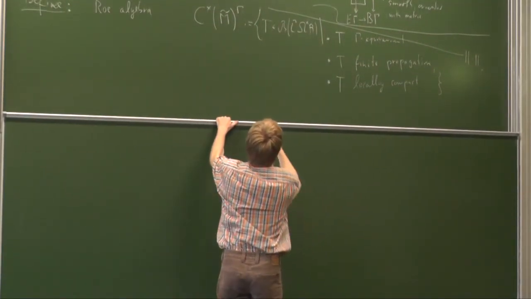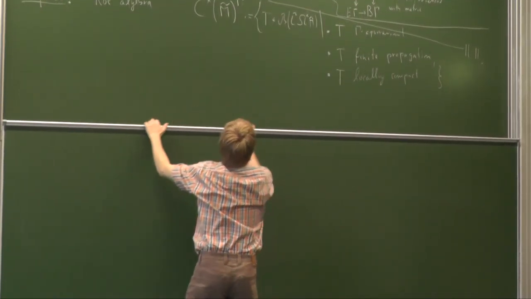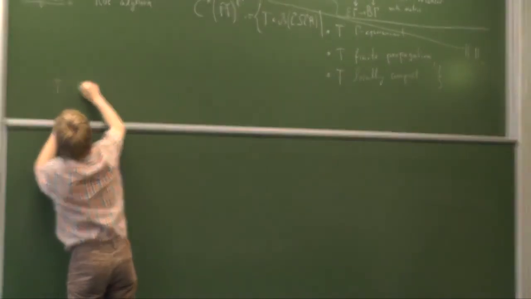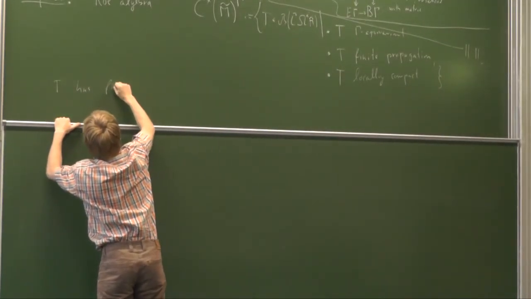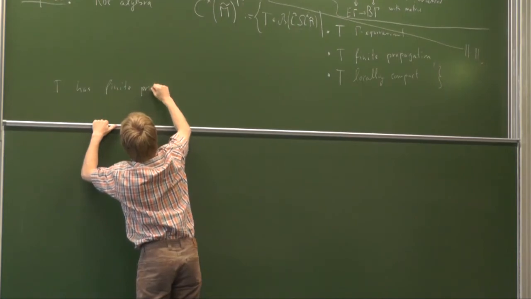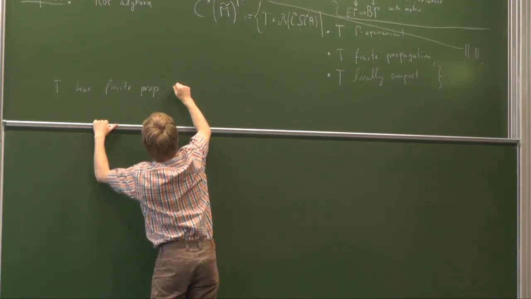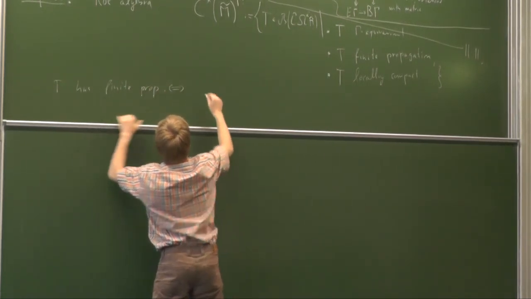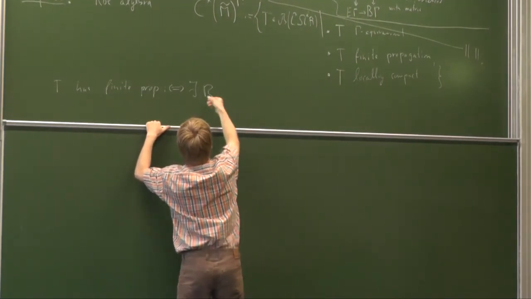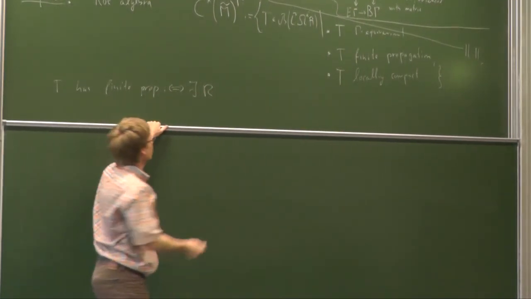Okay, so that leaves us with details to discuss. What does it mean that T has finite propagation? It means that there is an R, which is a bound on the propagation number.